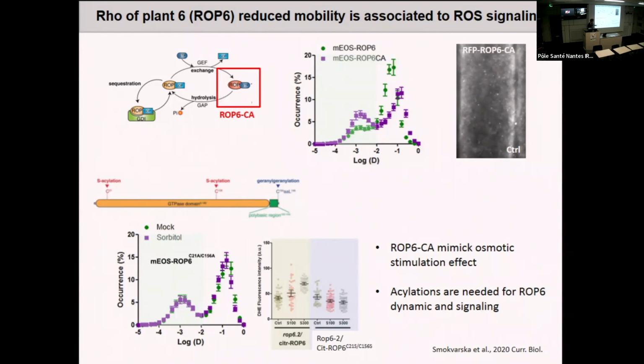We did PALM on it, and we found that sorbitol, the osmotic treatment, had no effect on the dynamics of this mutant. And if you complement the Arabidopsis mutant with this mutated version of the GTPase, we were not able to recapitulate the ROS induced by osmotic treatment, meaning that those sites are probably important for the signaling.